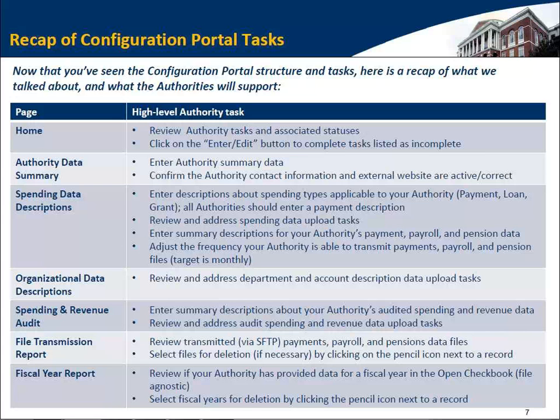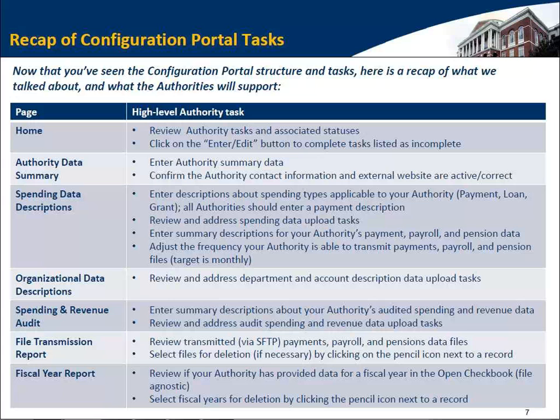And then address the spending data upload tasks: entering high-level descriptions about your payment, payroll, and pension data, and adjusting any frequency changes. For the organizational data screens, this would be to review and address department and account descriptions, through the data upload tasks. And then the spending and revenue audit page works slightly differently: in addition to entering summary descriptions about your audit data, you would actually upload the bulk audit data on those pages.